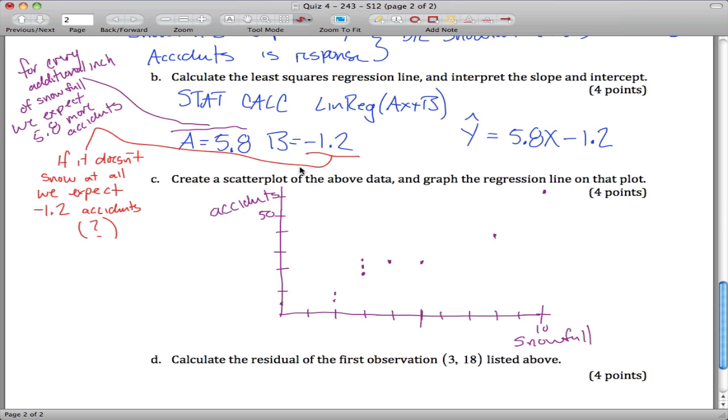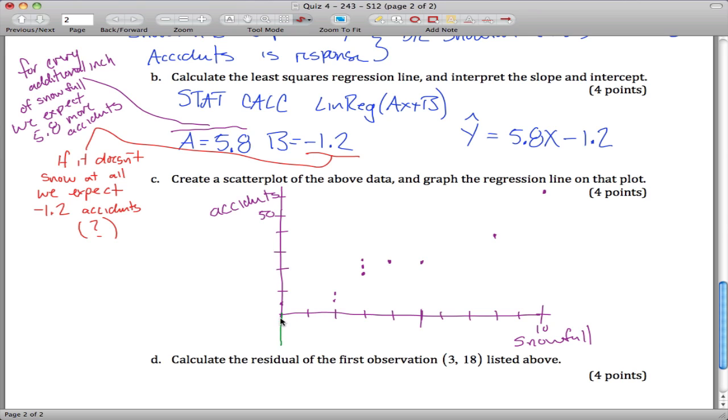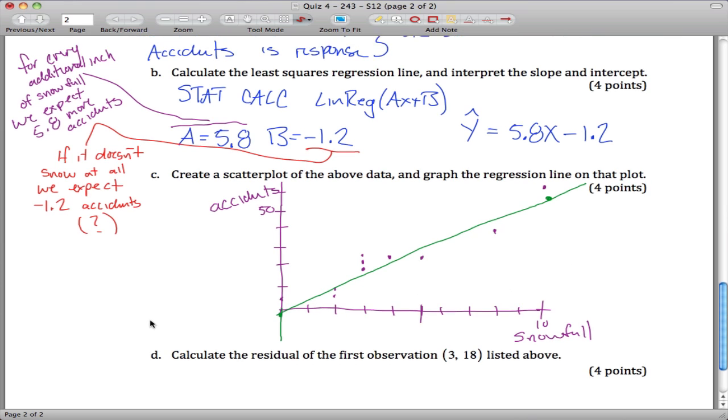Now we want to draw this line. It has a y-intercept of negative 1.2, so maybe I'll draw the line in a different color. Negative 1.2 is just barely below our axis, right around there. Our slope is 5.8, so when you go over by 10, you should go up by 58. That's almost 60, so 58 would be right in there. The other point is right around there, and I'll connect those with as straight a line as I can draw. That's not too bad. So here's a scatter plot, and here's my least squares regression line.